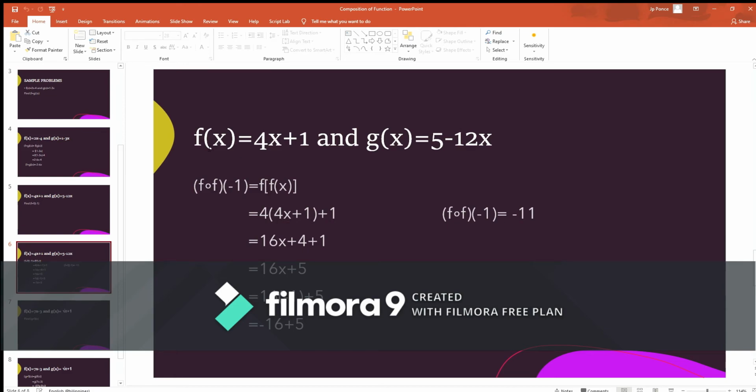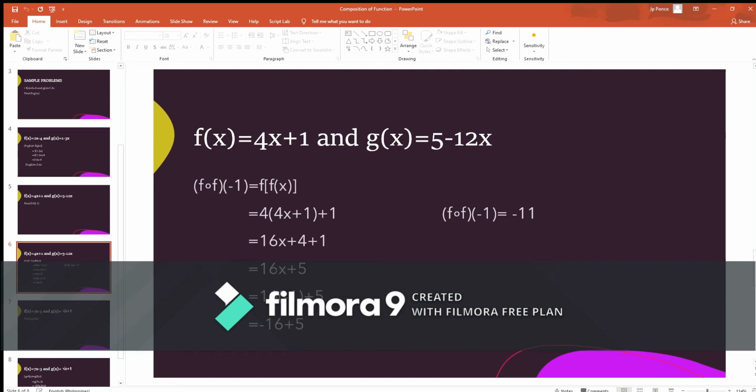4x plus 1. Now we substitute the value of f, which is 4, and put 1 here. Now, like in the last problem, just distribute the values. 4 times 4x is equal to 16x, and 4 times 1 is 4, that's why it's 4 here. So it will become 16x plus 4 plus 1. Just combine like terms, and it'll become 16x plus 5.